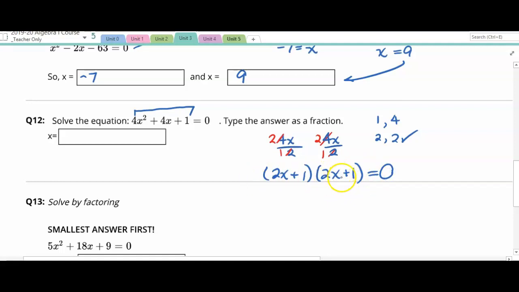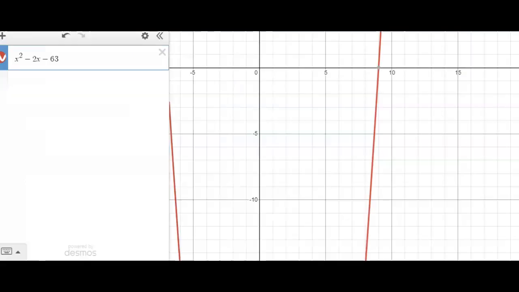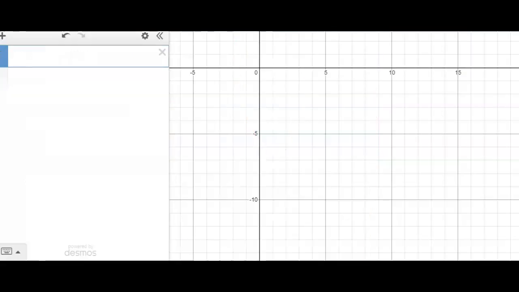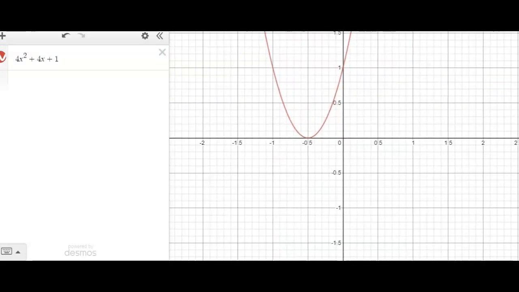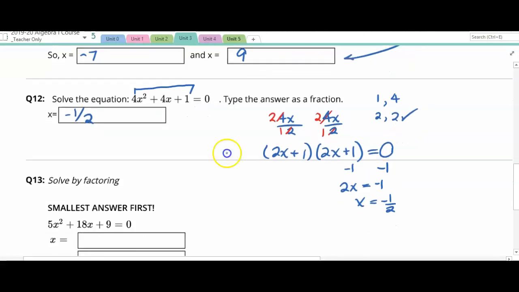If I set each equal to 0 and solve, well, I can just solve one of them because they're identical. 2x equals -1, so x equals -1/2. Typing this into Desmos to check, 4x squared plus 4x plus 1. You can see right here that it crosses at -1/2. It actually doesn't seem to cross, it touches, which means that's where the solution is. It's a double root.